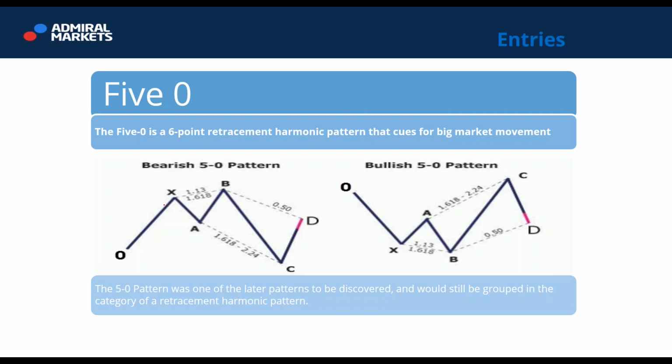The 5-0 pattern was one of the later patterns to be discovered, but it's still grouped in the category of retracement harmonic patterns. These are the ratios that should be applied in order to have a perfect 5-0 pattern. Between 1.13 and 1.618 is the distance between X and B, A to C should be between 1.618 and 2.24, and B to D should be 0.50. For me, this does not need to be very, very perfect, but it needs to be close to 0.50.